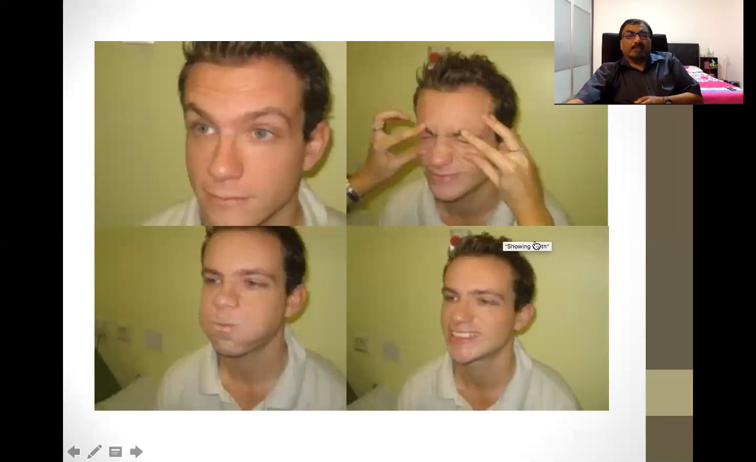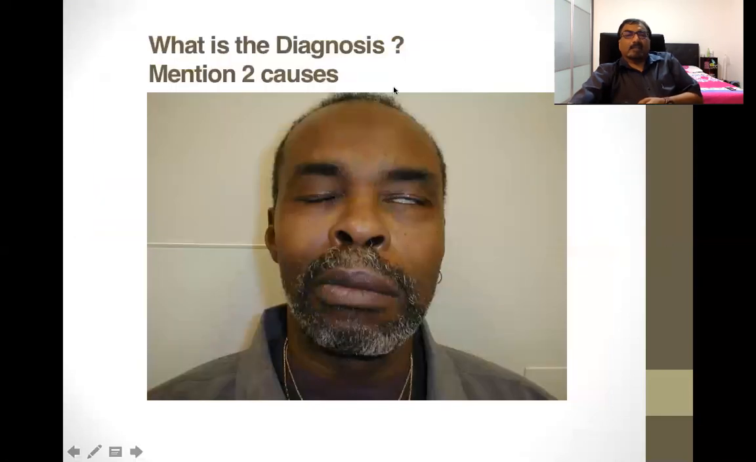Now, if you look at this, this is a Bell's phenomenon. So there is a half closure of the eyes on the left side, and the angle of the mouth is deviated to the non-affected side. So the diagnosis is Bell's phenomenon. Then we ask you the causes, like any tumor in the CP angle, or mastoiditis, chronic suppurative otitis media, or herpes. These are some of the causes which you should remember in this particular OSCE.